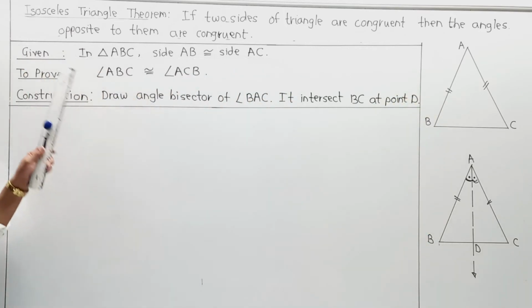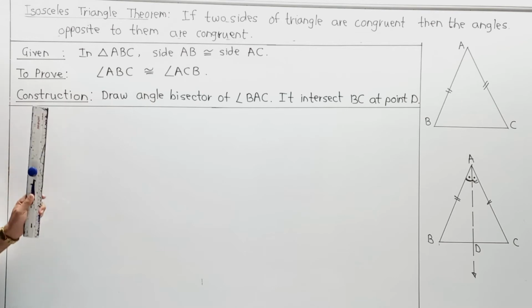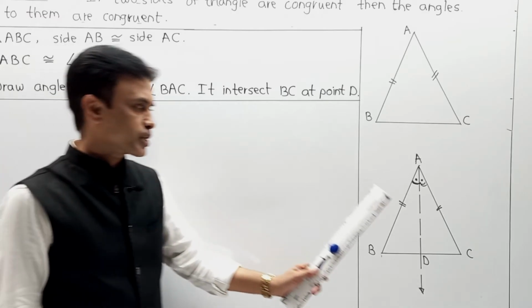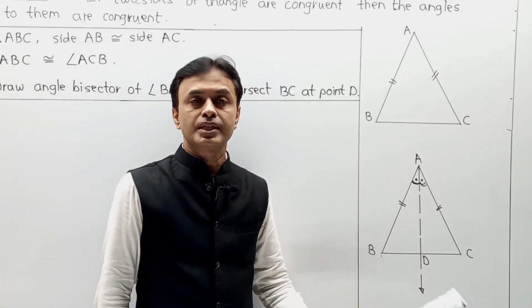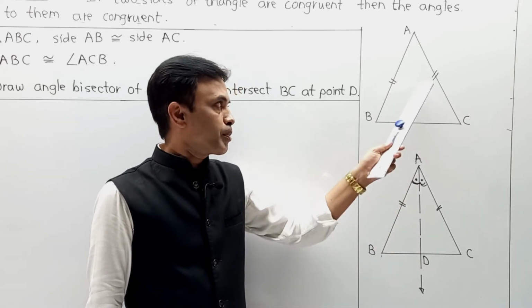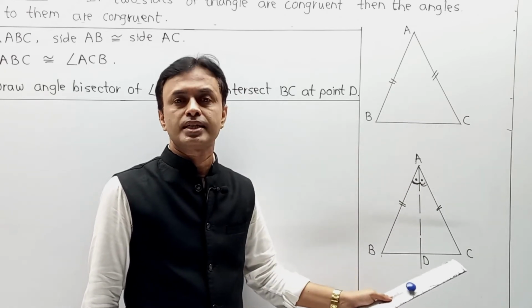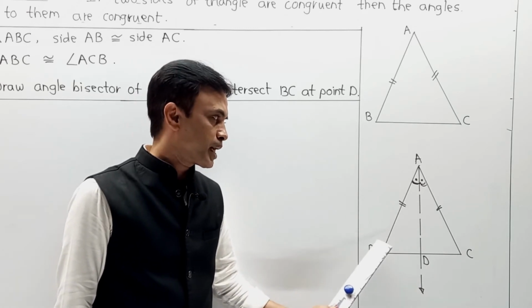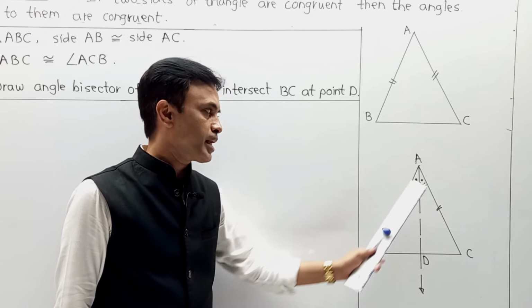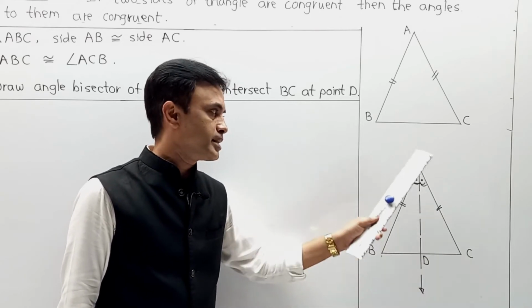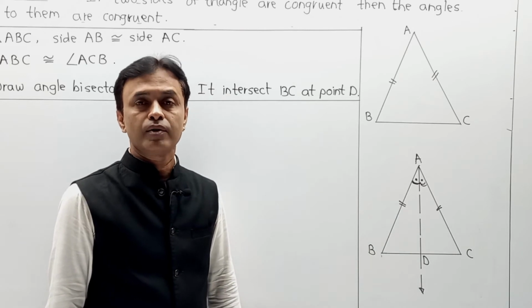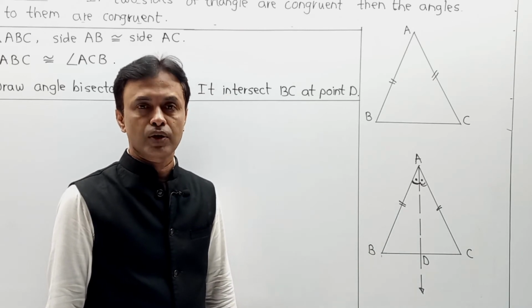And in this way, our first part, given to prove and construction, is completed. Now we are going to write a proof. Now what exactly is a proof? Again, try to understand over here. In a proof, from given to modification, that is construction, we are going to take two triangles for comparison. One is triangle BAD, and the second triangle is CAD. Now we have to show these two triangles are congruent, but how?